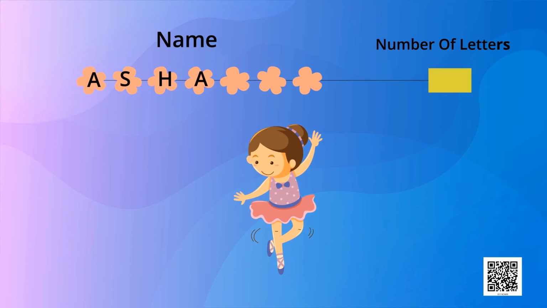Meet Asha. Asha is Geeta's best friend and Asha is a wonderful dancer. So dear children, let's write Asha's name also in these flowers. How many alphabets or letters are there in Asha's name? Asha. Correct. 4 letters. Write down 4 here.